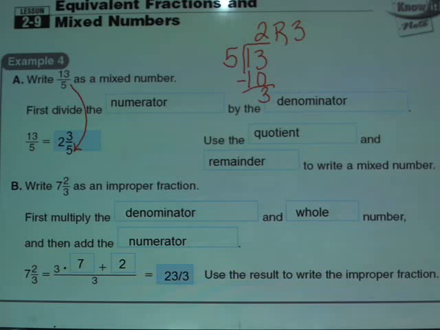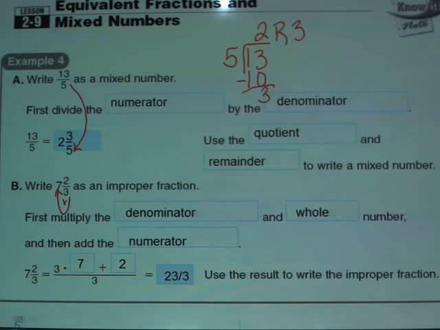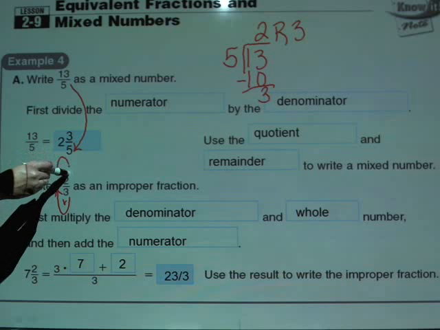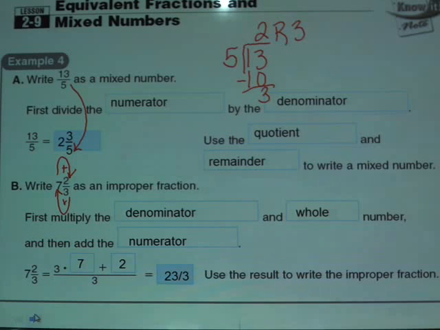Directions here say to multiply the denominator and the whole number, 7 times 3, which is of course 21, and then I'm going to add the numerator, which is 2, which is 23, and it stays the denominator 3. So we end up with 23/3.